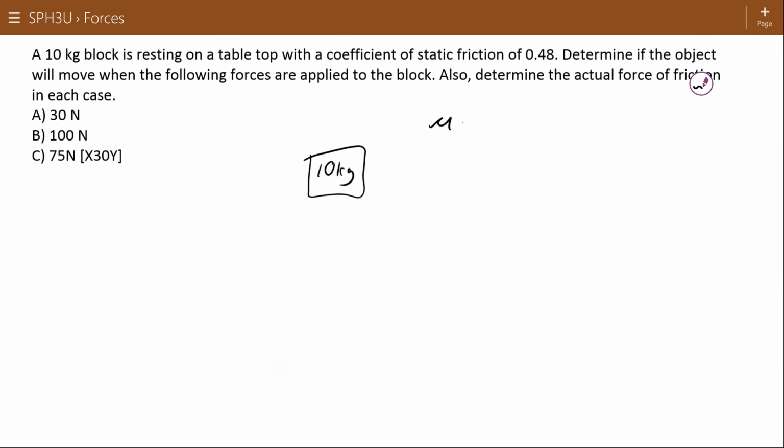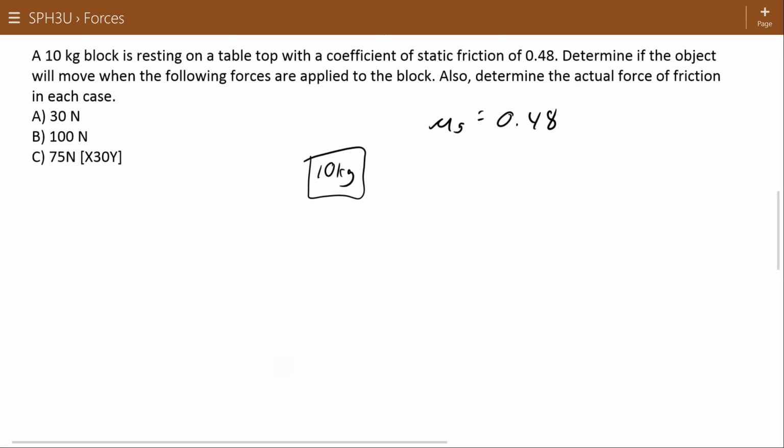And my mu is 0.48. Determine if the object will move when the forces are applied to the block. Also determine the actual force of friction in each case. So for A and B, I can do large parts of this problem together, scenario A and scenario B.